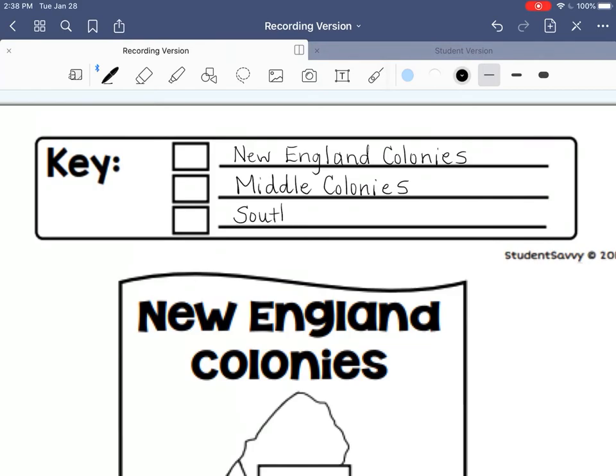Do you remember how many there are in total of the original colonies? You need to know that fact. There are 13.